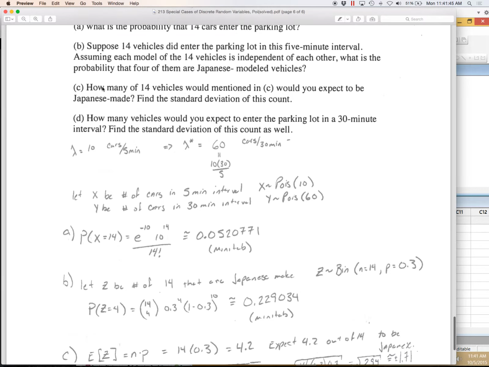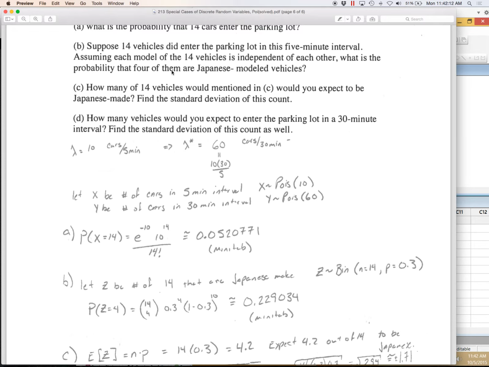B says, suppose 14 vehicles did enter. Okay, then assuming that each model of the 14 is independent, what's the probability that 4 of them are Japanese? Because you have to really think about this for a second. What's happened is they said they measured a 5-minute period and 14 cars really did come. So we know the number of cars that came.